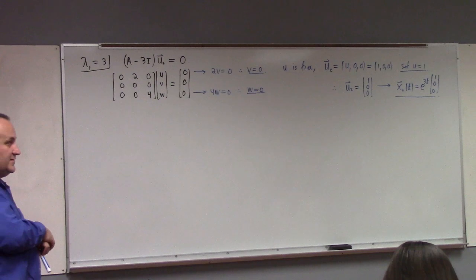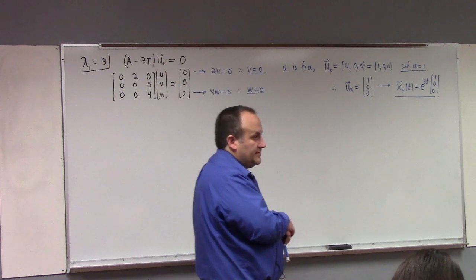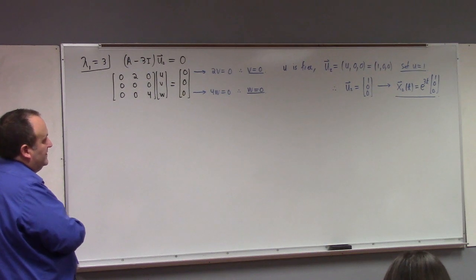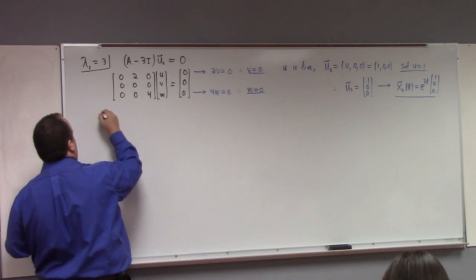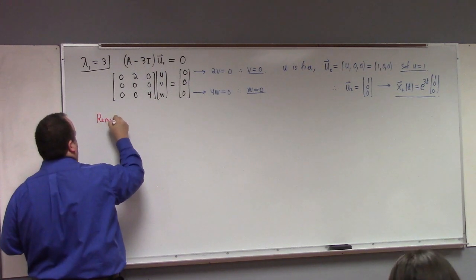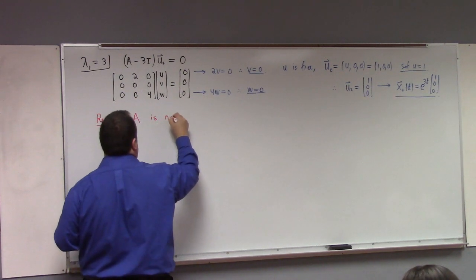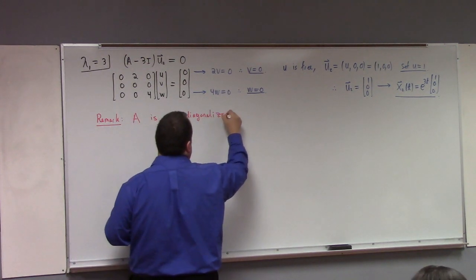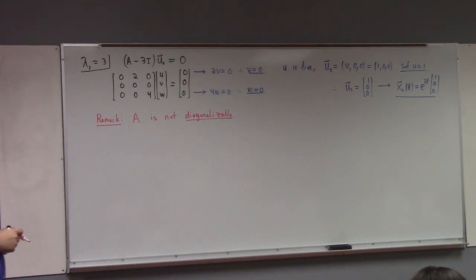But we need linearly independent solutions. I can't just use another one of these. So this matrix is an example of this. Let me tell you what's going on here in terms of the linear algebra. A is not diagonalizable.